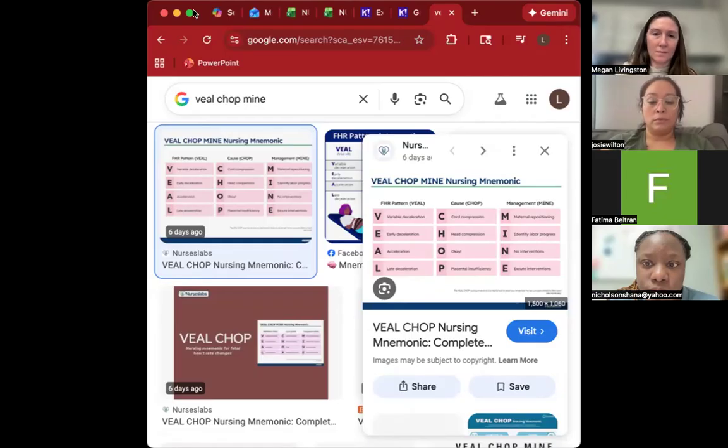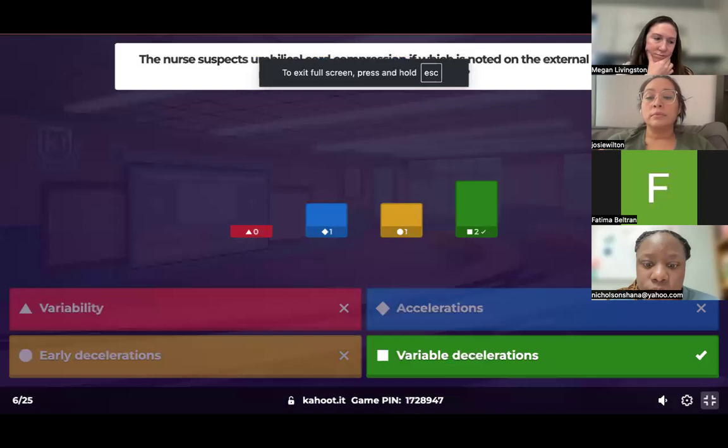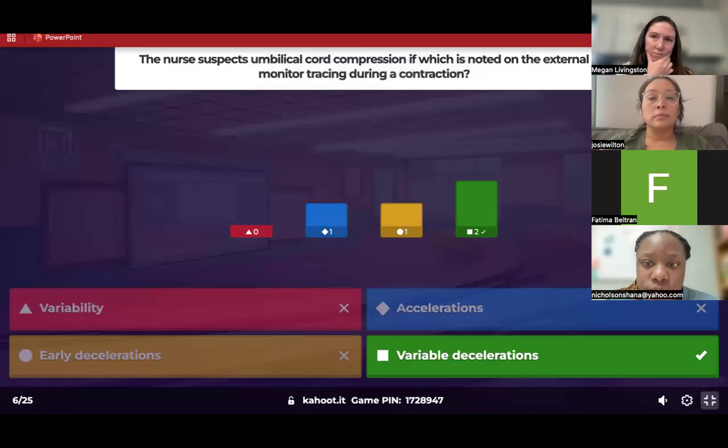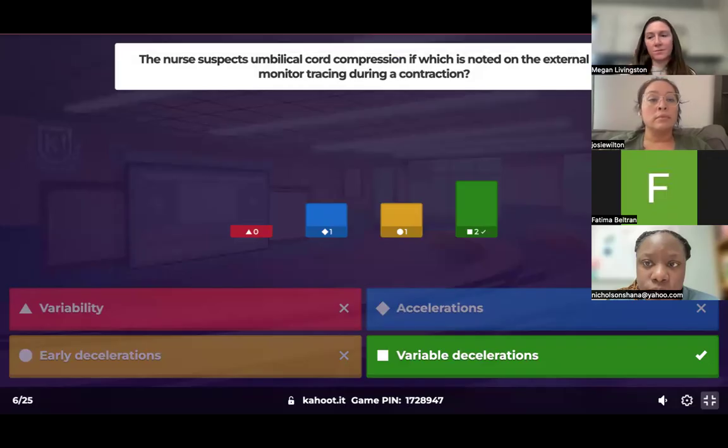So we need to execute our interventions, which would be reposition mom, administer an IV fluid bolus, and administer oxygen if we need to. All those things we would need to take into consideration if there's a late deceleration. But for a variable, we're thinking umbilical cord compression.